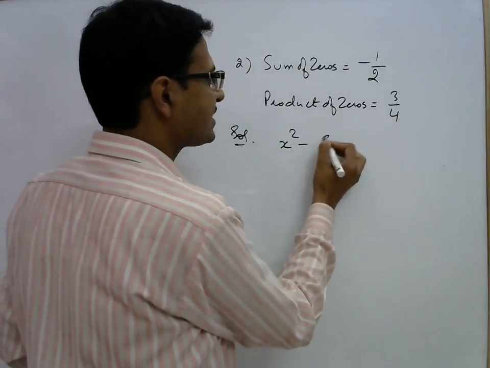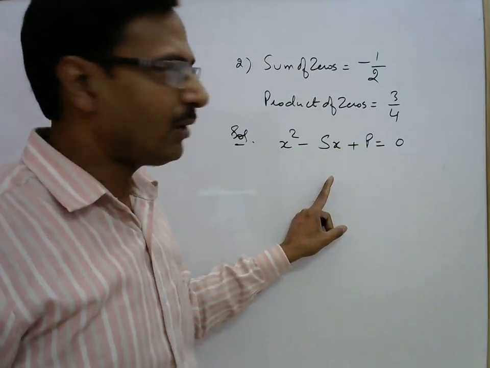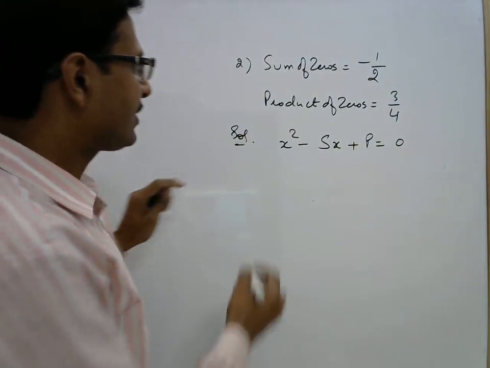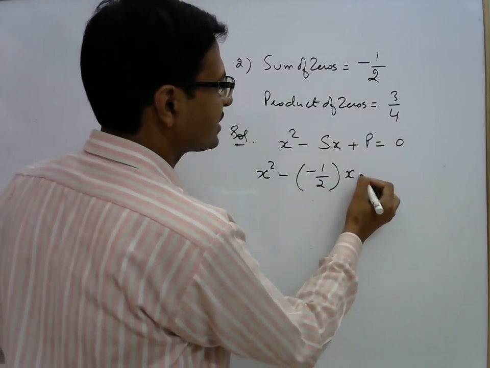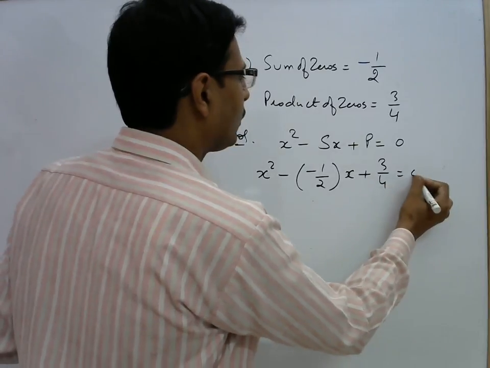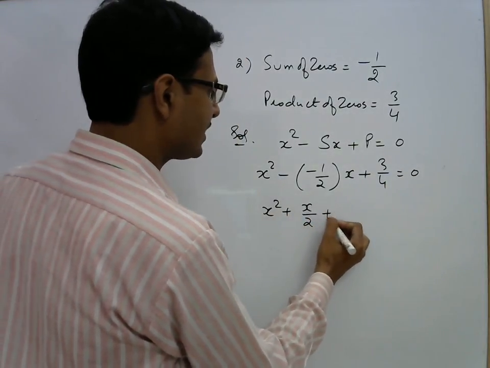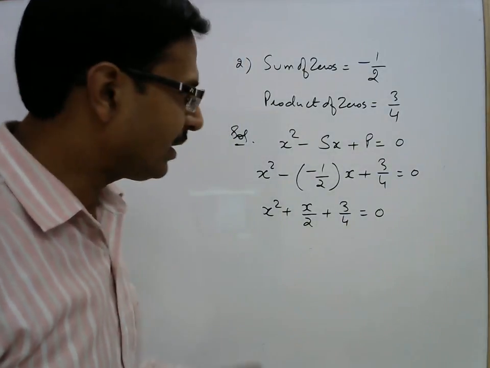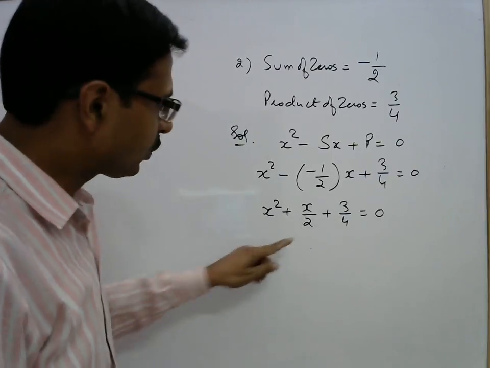Now see, x square minus sum x plus product equal to 0. I am denoting sum of the zeros as s and product of the zeros as p. Now I will substitute the values. X square minus sum is minus half, x plus product is 3 by 4 equal to 0. So x square plus x upon 2 plus 3 upon 4 equal to 0. Now this is a quadratic equation having 2 and 4 in the denominators. So what is the LCM of 2 and 4?